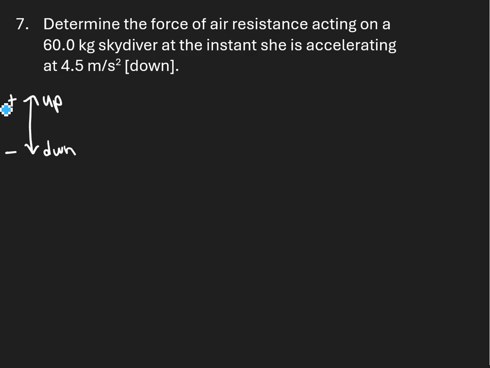I notice right now that I don't have the force of gravity here, but I do have the mass of my skydiver, so I should be able to figure out that force of gravity. Let's start there. Our force of gravity is going to be m times g. Mass is 60 kilograms, and g is 9.8, but g is down, so I'm going to make this negative 9.8. That's going to work out to negative 588 newtons, and it's a negative, so we know that force of gravity is down.